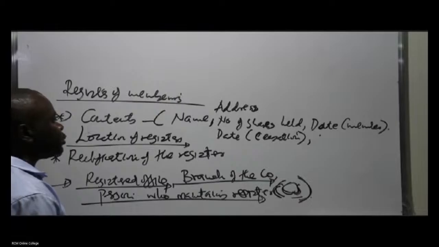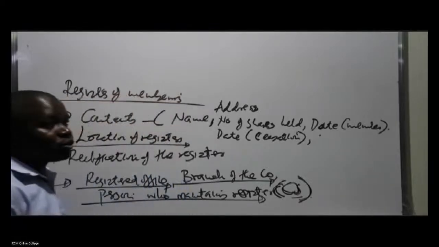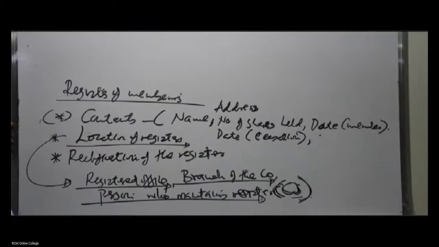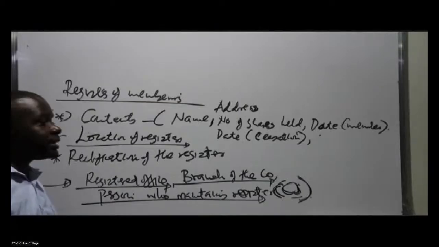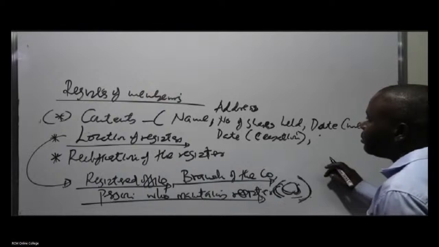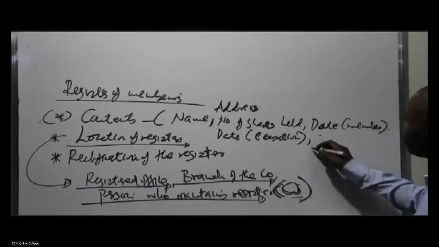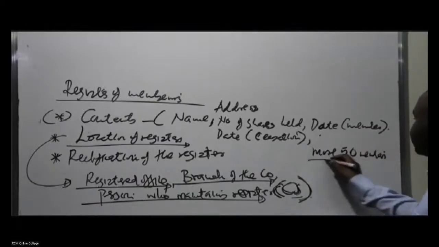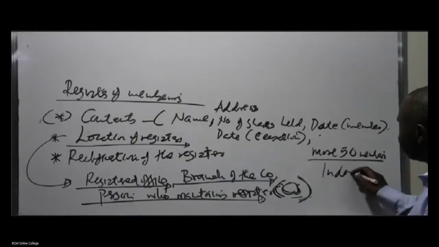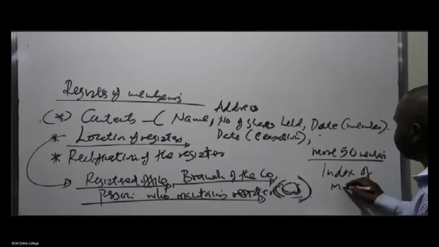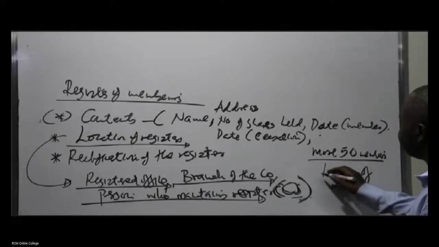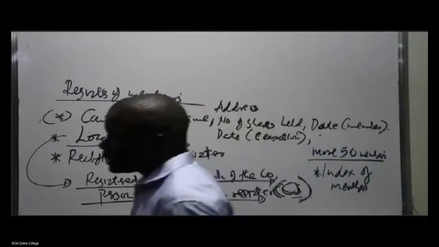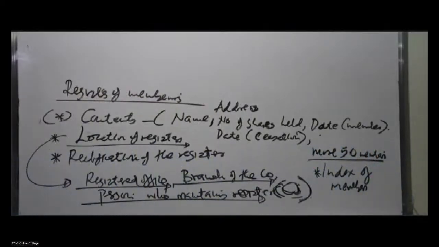Then on these matters pertaining to the register of members, of course the register of members is recommended for companies to maintain. But now it will be maintained in a different form if the company has more than 50 members. If the company has more than 50 members, then this register will be maintained in a form we call an index, an index of members. So if the company has more than 50 members, it will be maintained in an index form.